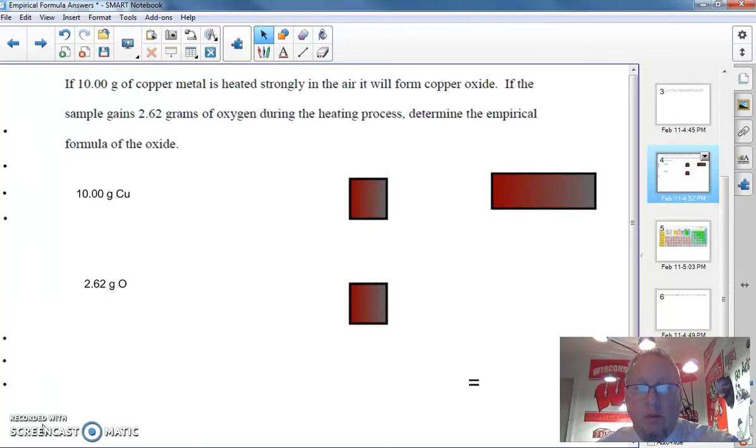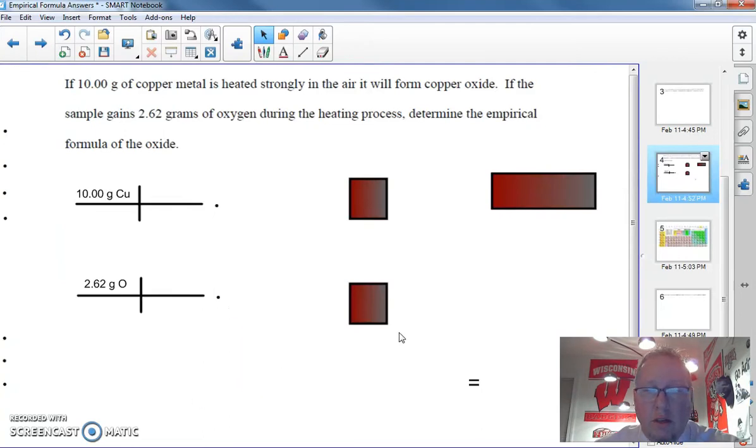This would be number 2 on your empirical formula worksheet. In this problem, you're told 10 grams, so there's nothing unusual that I need to do to start the problem. I'm going to start by writing down 10 grams of copper, 2.62 grams of oxygen, and these are conversions. So I'm going to get that handy factor label method chart that we use.